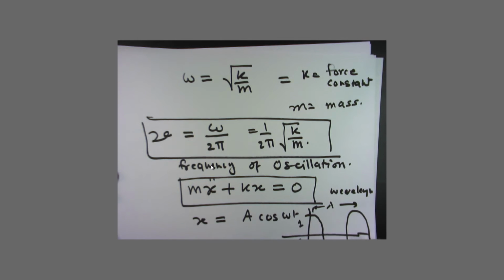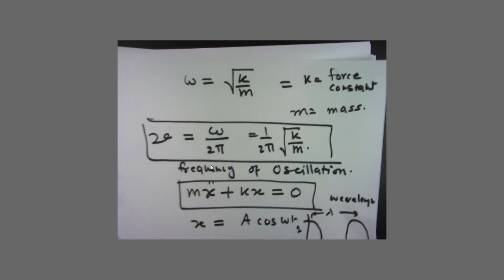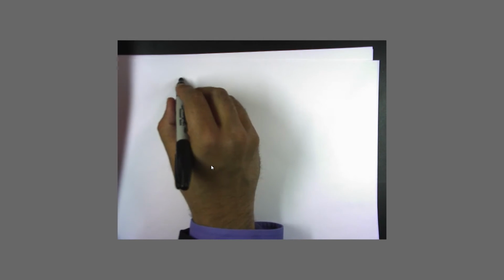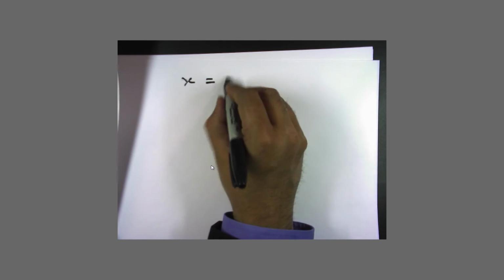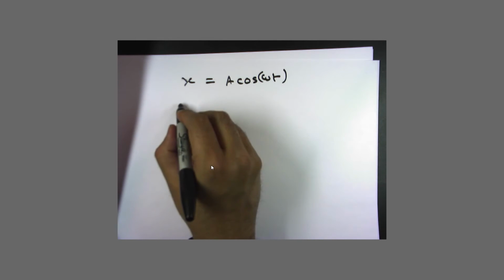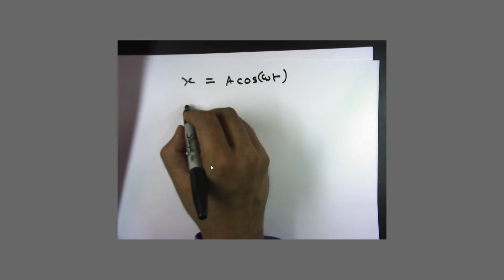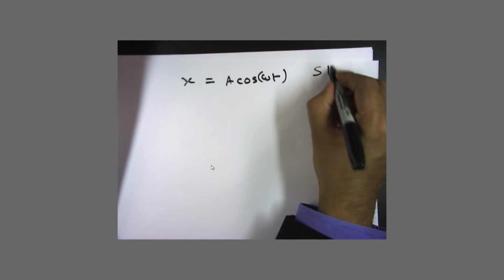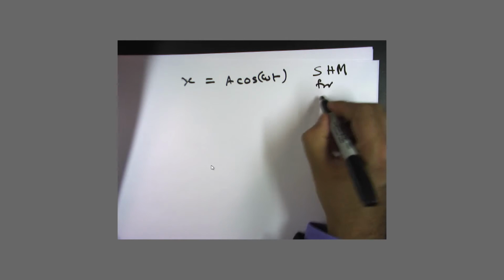So, this is a solution of harmonic motion, which is a simple solution of a cos omega t. If we look at the amplitude of oscillation as a, then we can plug in x is equal to a cos omega t into our second order differential equation for what we call simple harmonic motion, SHM, for a spring.